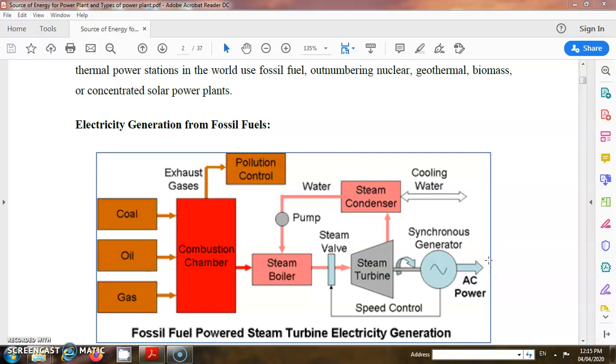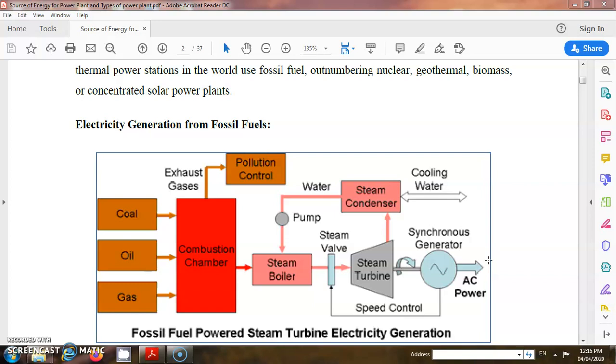The basic accessories generally used are the superheater, economizer, and air preheater. As far as boiler mounting is concerned, many valves, water level indicators, and safety devices are used. So let's start with the working of the steam power plant, or electricity generation from fossil fuel.